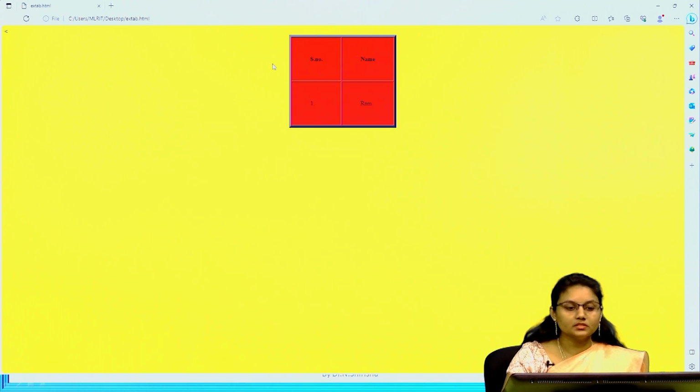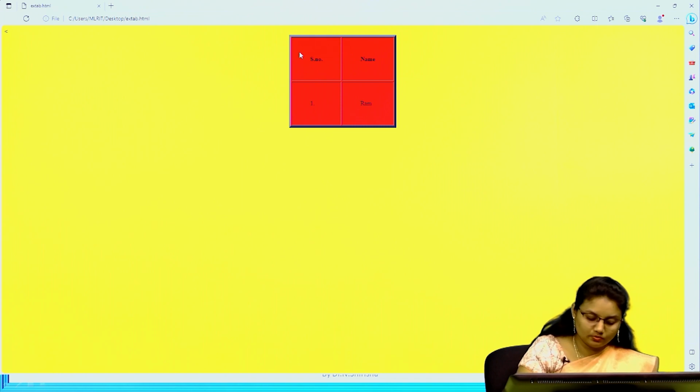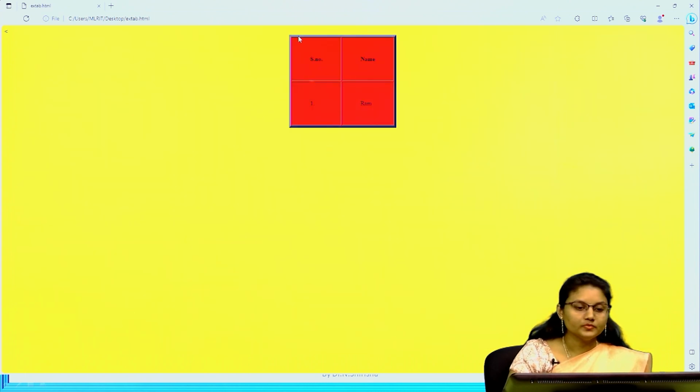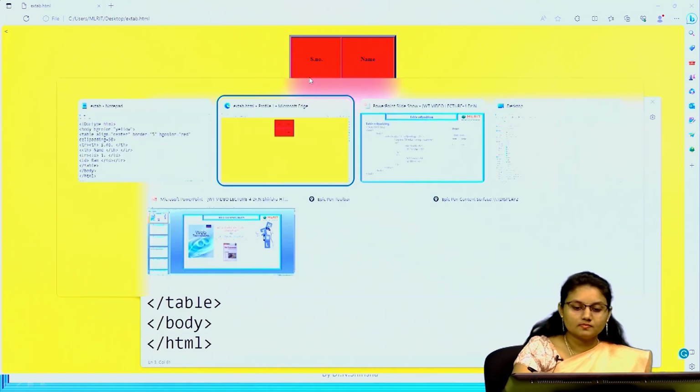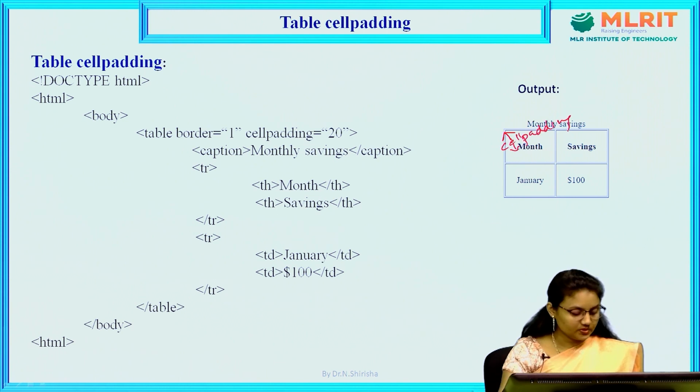Just refresh this. So what is happening? The distance between the actual text, whatever you are giving, and the border, so this is nothing but cell padding. Okay, so the distance keeps on increasing there.